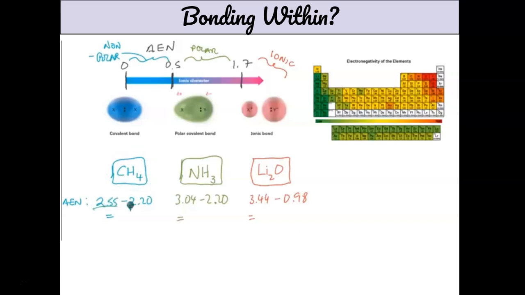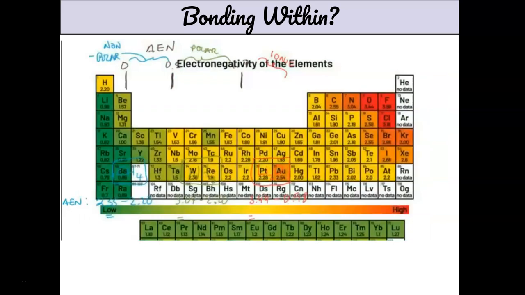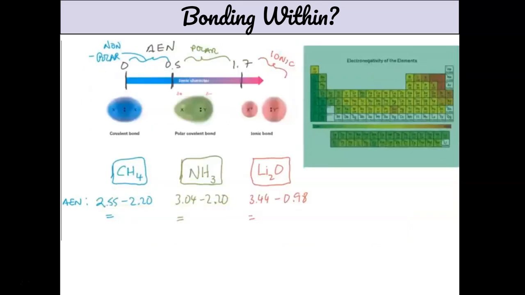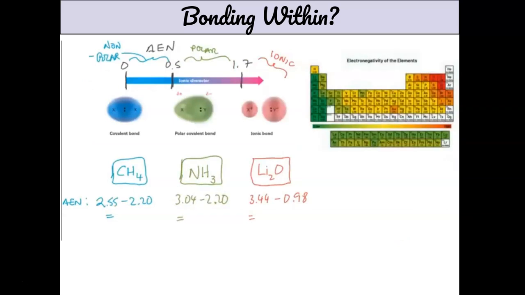If we look at CH4 or methane, we look at its electronegativity values for carbon, which is 2.55, and hydrogen, which is 2.20, and then we just take those values away. We're always going to get a positive. We cannot get a negative. We'll see that it's 0.35, and that makes it non-polar. In other words, the electrons are shared somewhat equally.